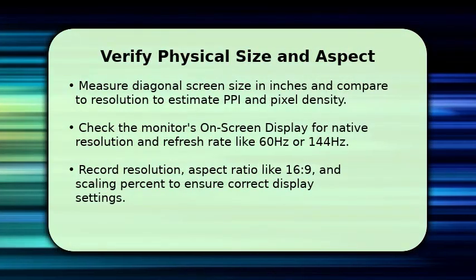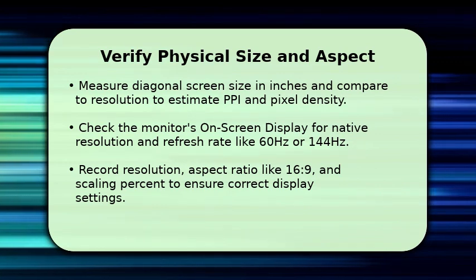You can also, if you need physical clarity, measure the diagonal of the screen in inches with a tape. Divide pixel resolution by diagonal size to estimate pixel density or PPI for clarity comparisons.